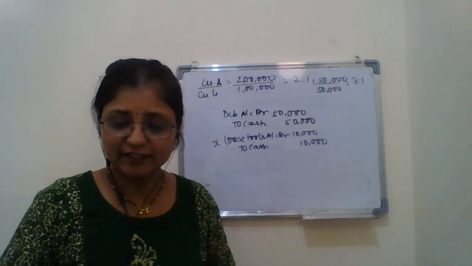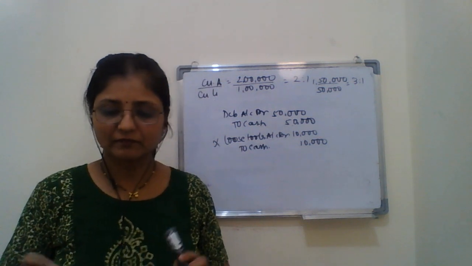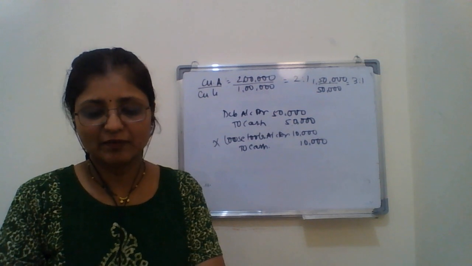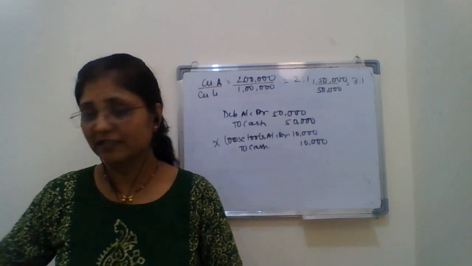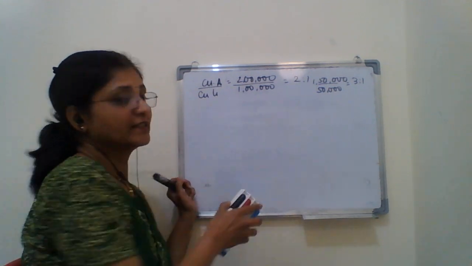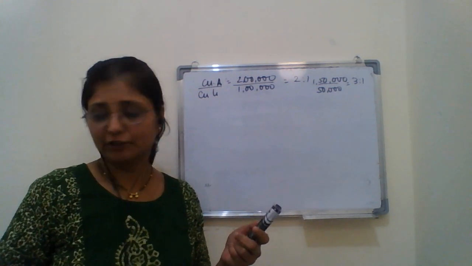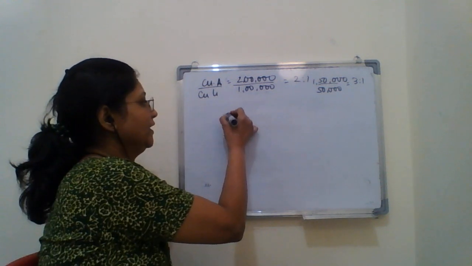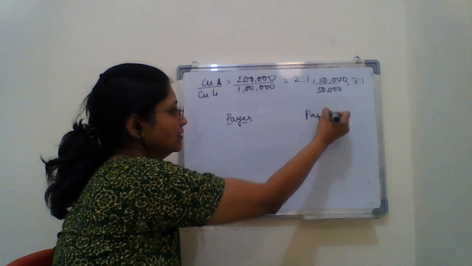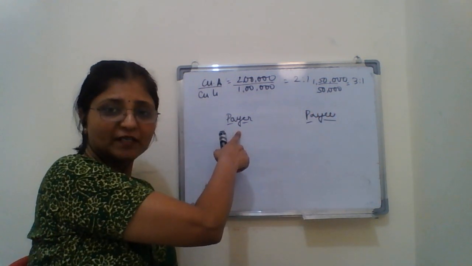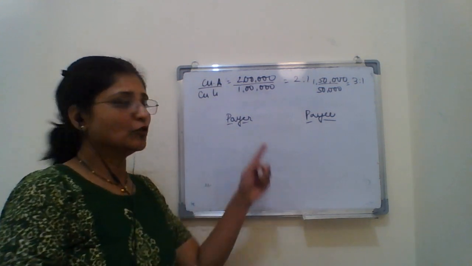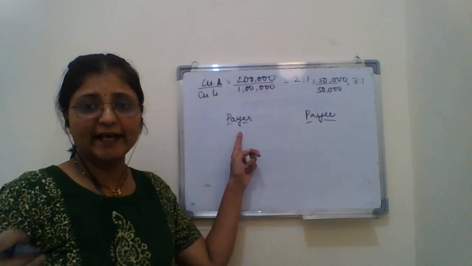Let us come to illustration 20. Illustration 20, case 3. Bills receivable endorsed to a creditor. So if we go back to class 11, we have studied bills of exchange. So in that case, payer and payee. So payee is a person to whom the money has to be paid, and payer is the person who has to pay money. So for the payee, bills receivable is an asset.